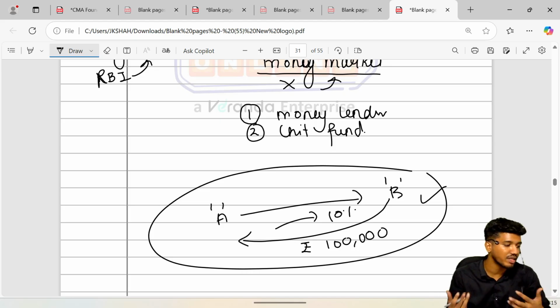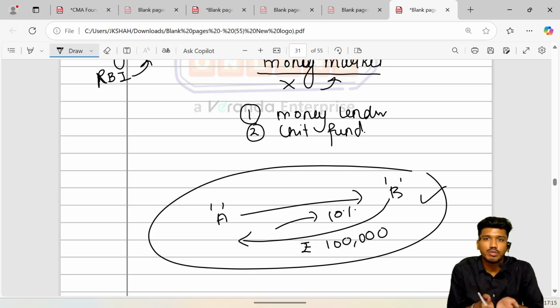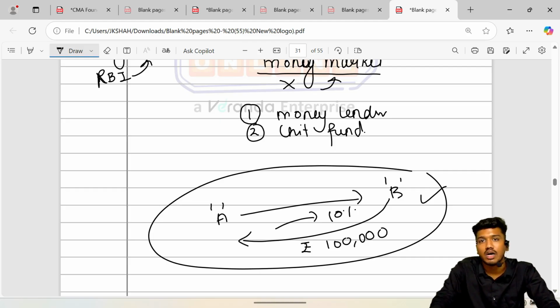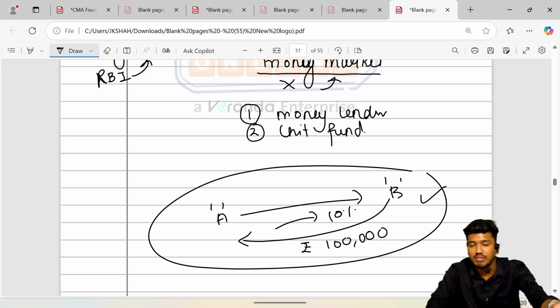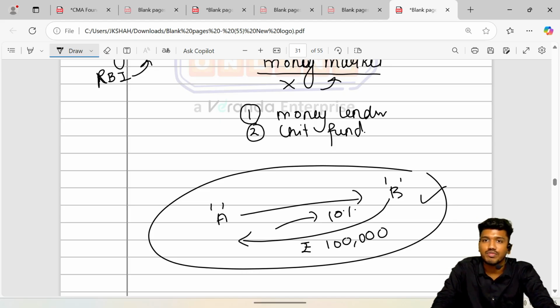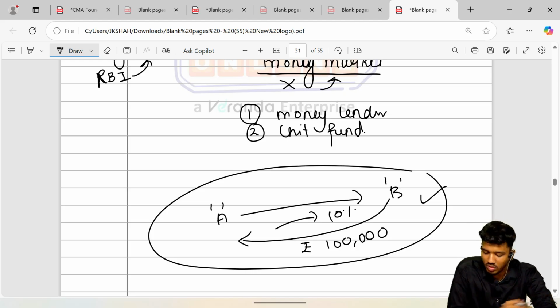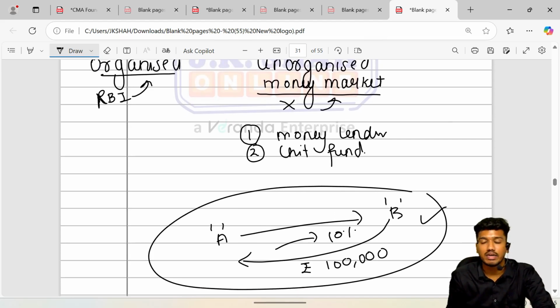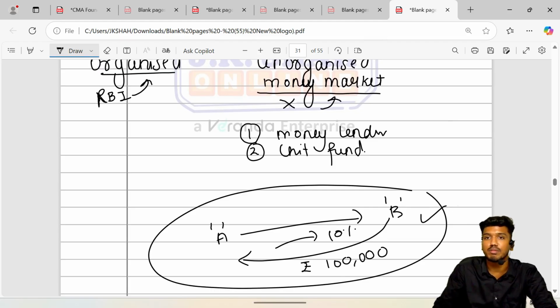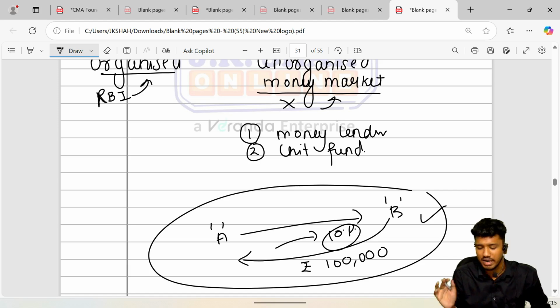So it is called unorganized money market, where people borrow money from each other. We definitely borrow money from each other for a shorter duration. Please give me 1000 rupees, I'll return it to you after 10 days or 20 days. That person also sometimes charges interest. So B is lending rupees 1 lakh to Mr. A at an interest of 10%. This is money market, but it is unorganized. The rate of interest is not guided by RBI's guidelines, rules and regulations. It is pre-decided between the parties.